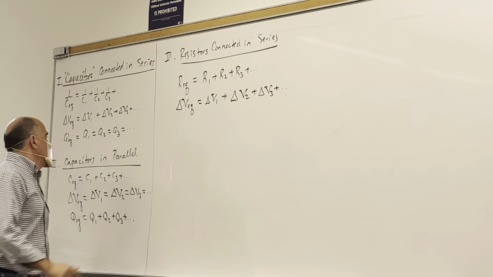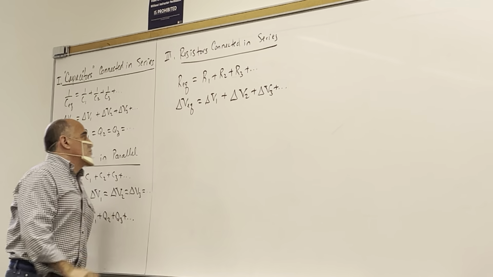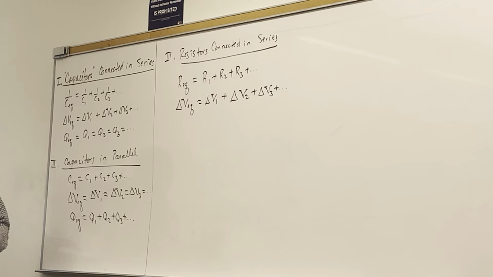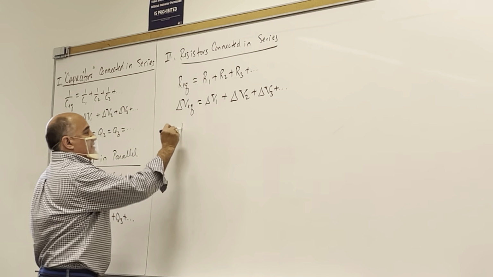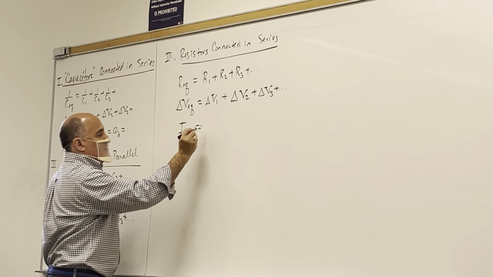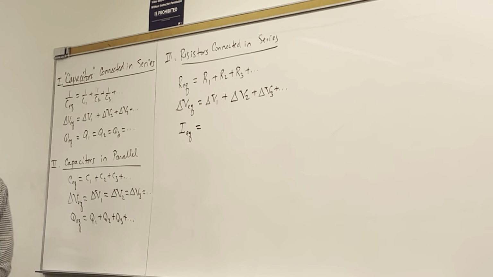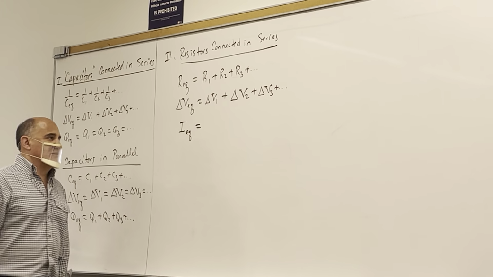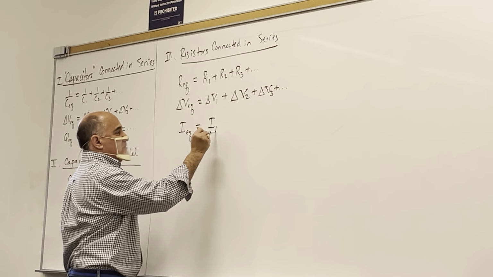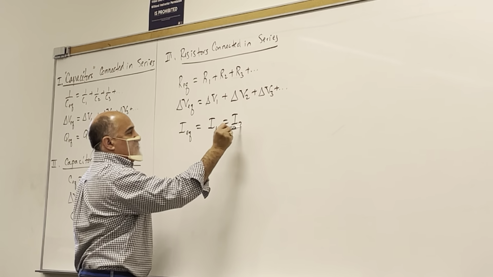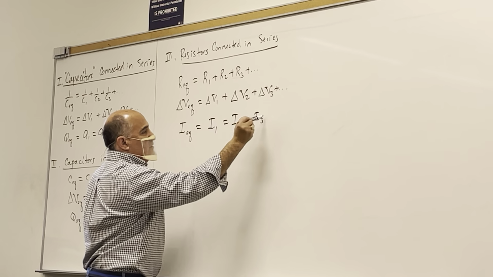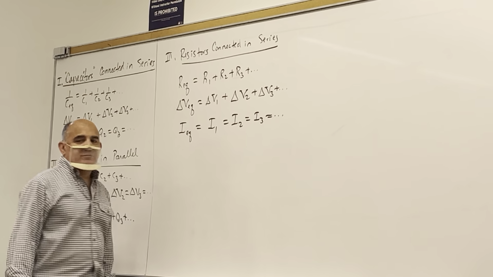Resistors connected in series. Now you don't talk about the charge in the resistor, you talk about the current through the resistor. If they are connected in series, the current through the resistor that is equivalent to the resistors connected in series is equal to the current through resistor number 1, equal to the current through resistor number 2, equal to the current through resistor number 3.